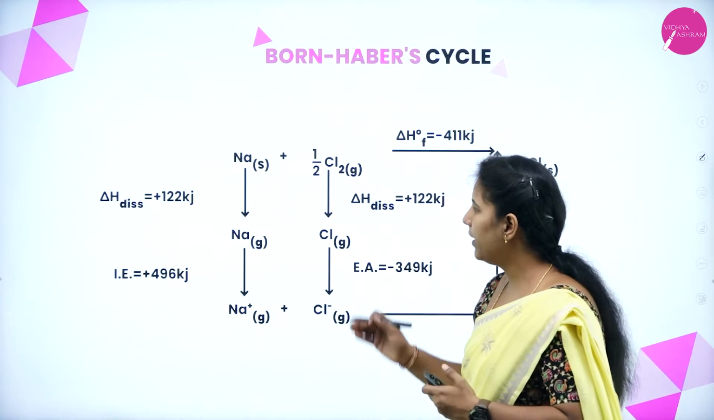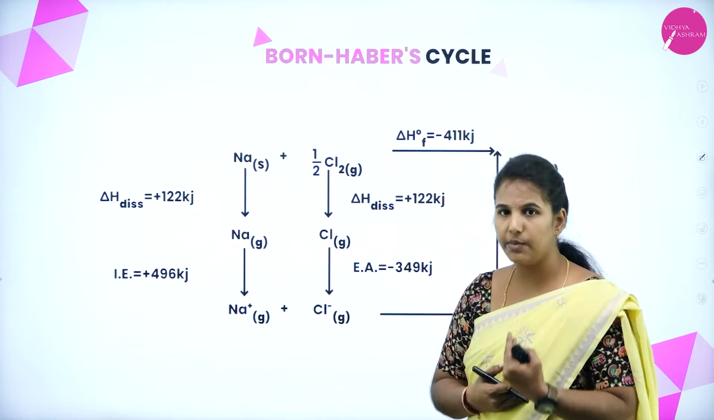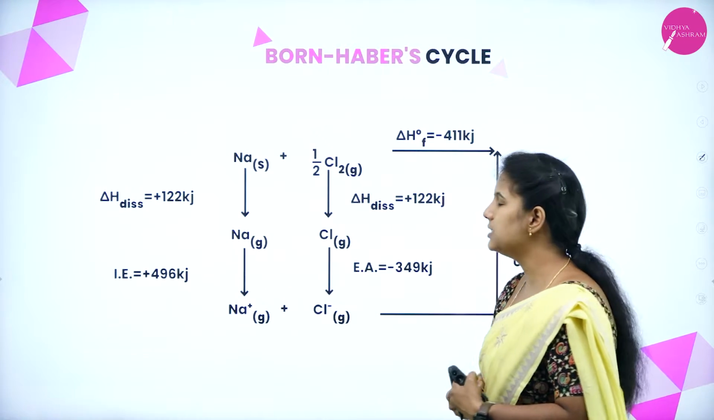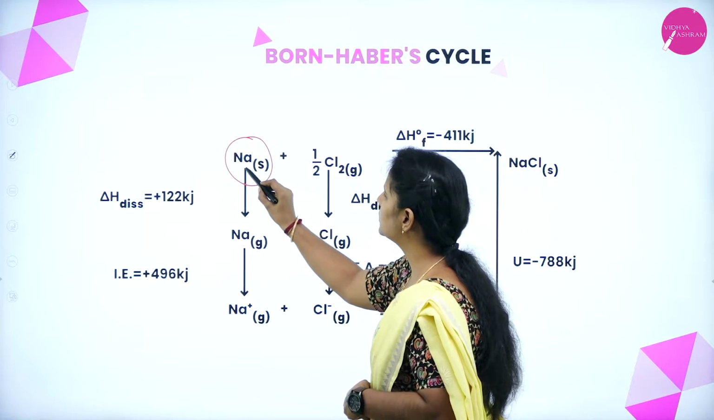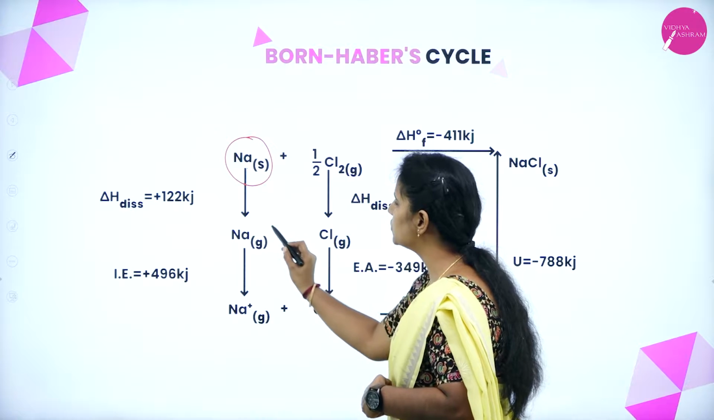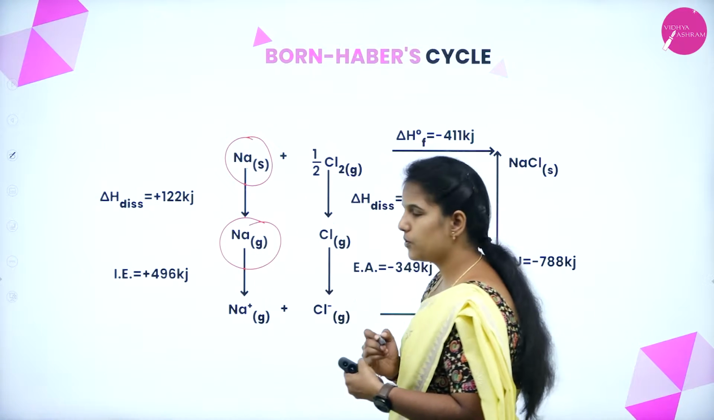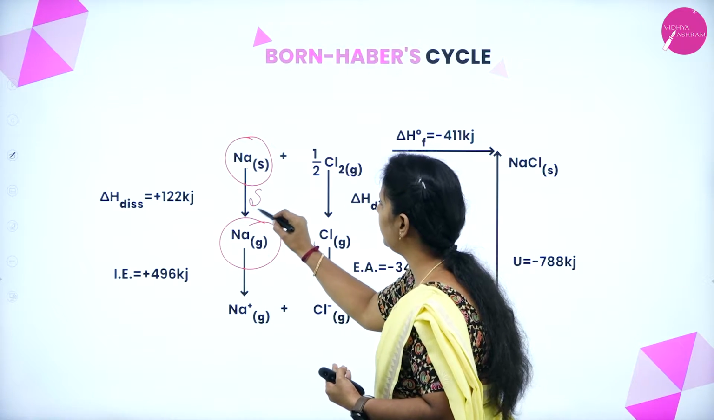Okay. So we can also represent the general Born-Haber process like this. You can see that in the first step, the solid sodium will be converted into sodium gas, and this process is also known as what? Sublimation.